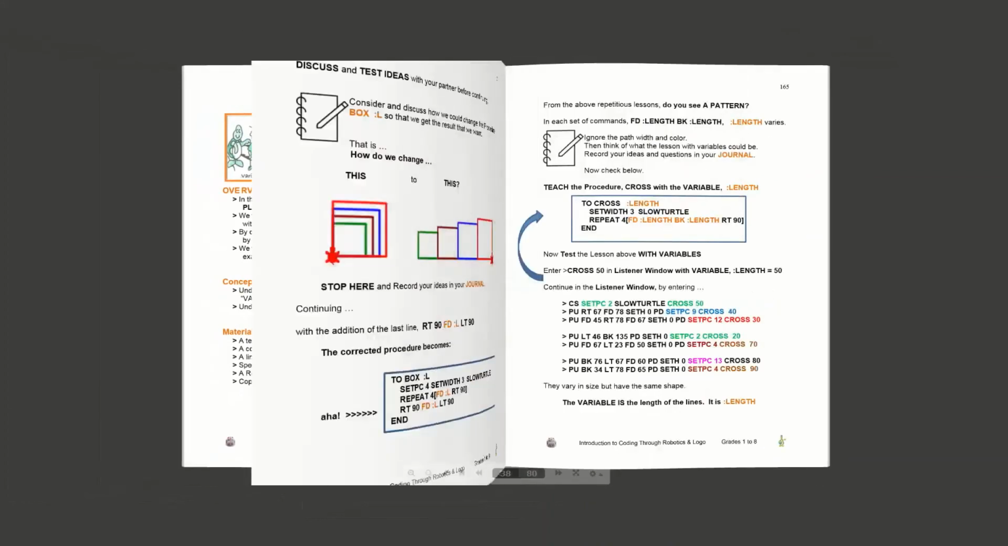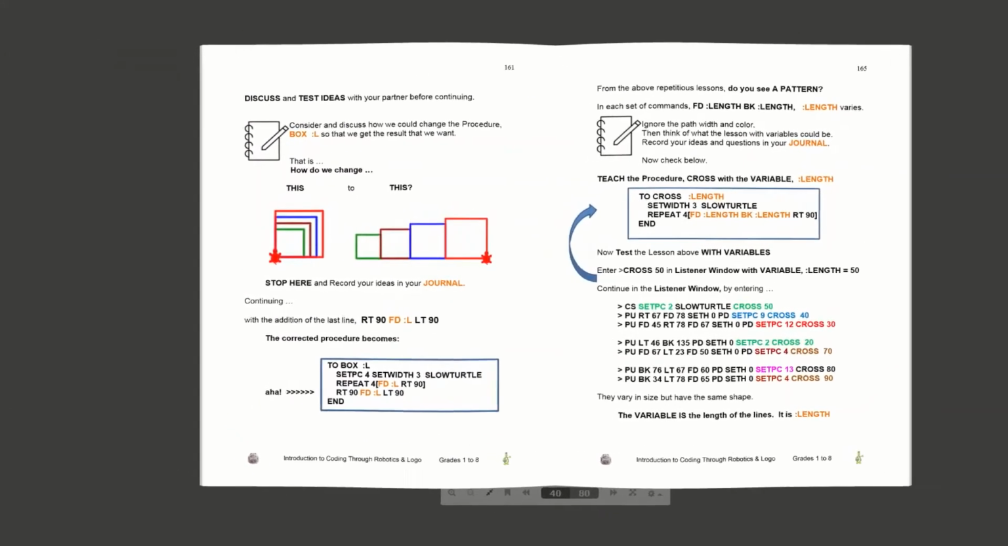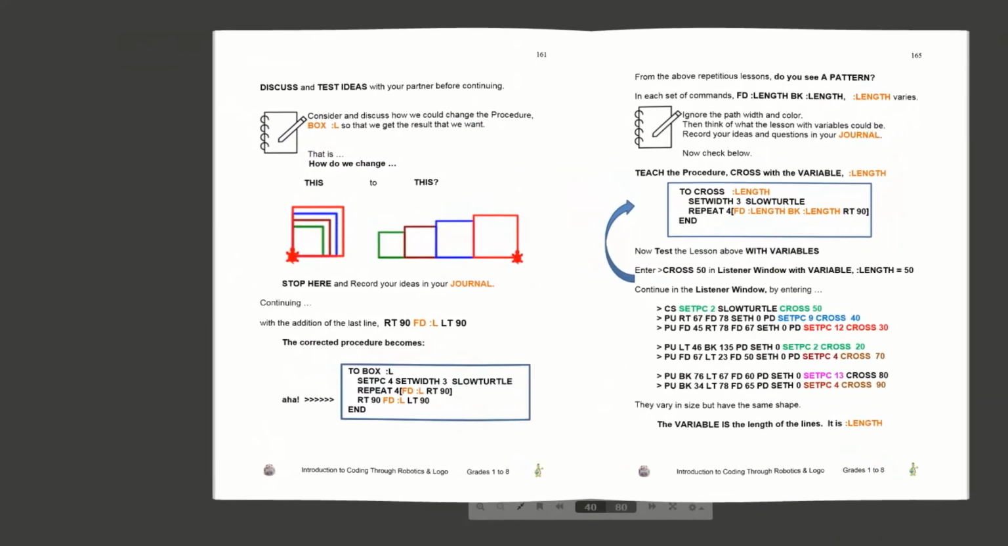On page 161, the procedure box L is shown. Teach and test the procedure box L, page 161. When the value of L is 30, simply enter box 30 to substitute 30 for L. Remember that a colon before a letter or set of letters indicates that it is a variable. Please pause the video while you teach, test, and adapt using variables.